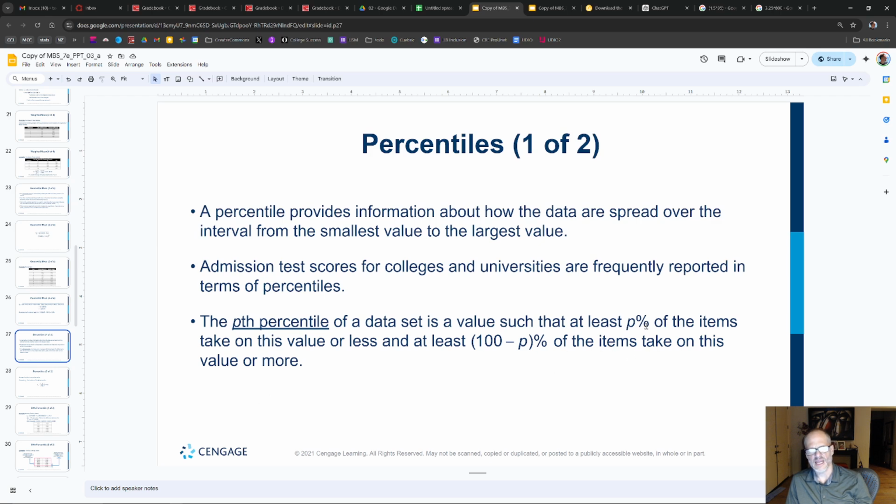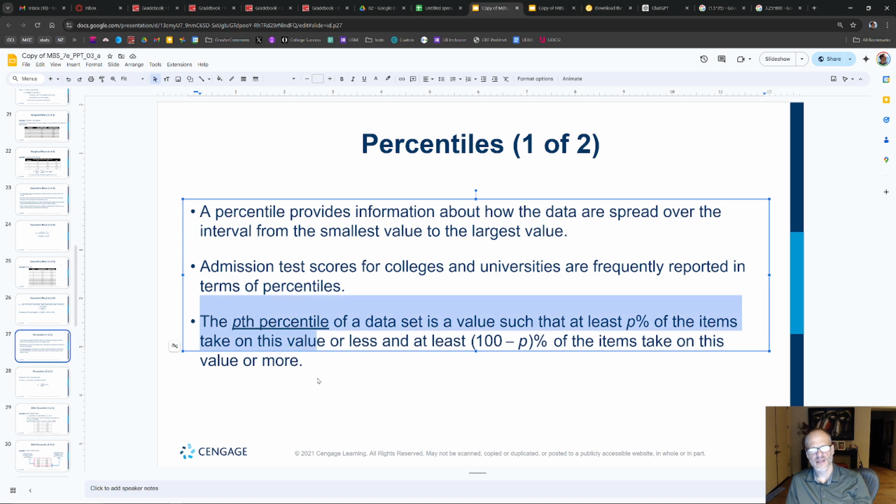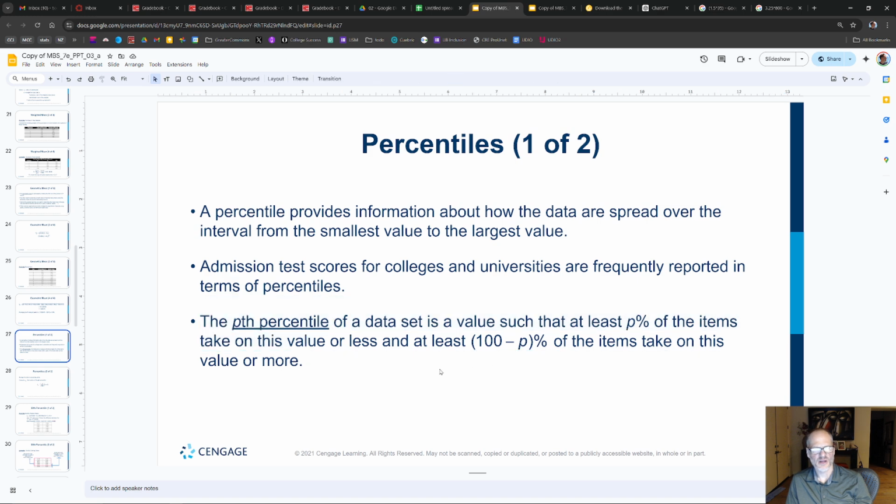So if we are at the 80th percentile, 80% of the items take on this value or less, and 100 minus 80, which is 20%, 20% of the items take on this value or more. So again, statistics can have a way of making things overly complicated. I feel like the way that's described is a little bit overly complicated, but when you say 80% this value or less, 100 minus 80, which is 20% this value or more, that totally makes sense.